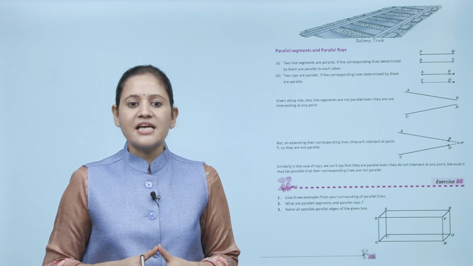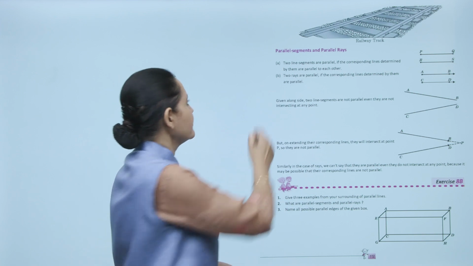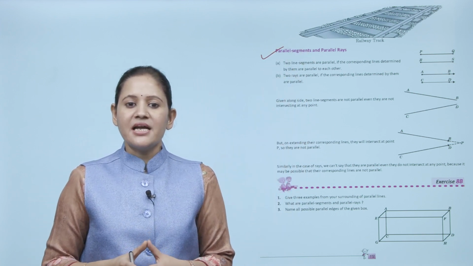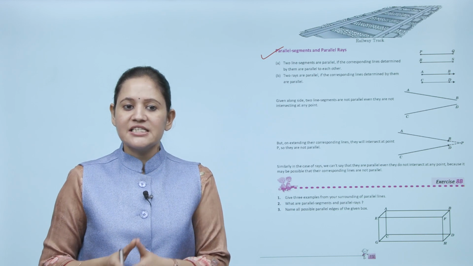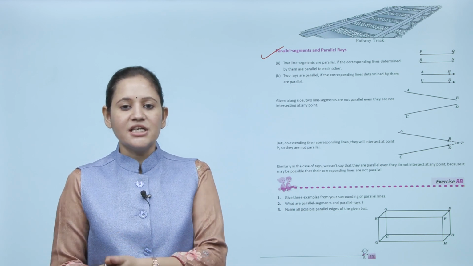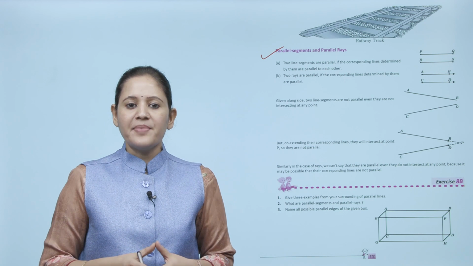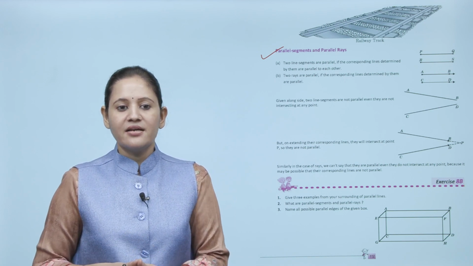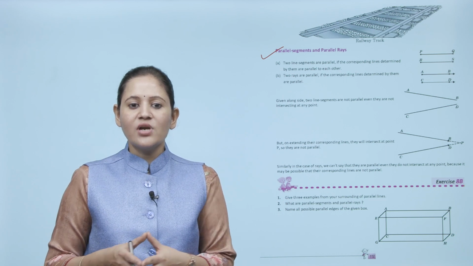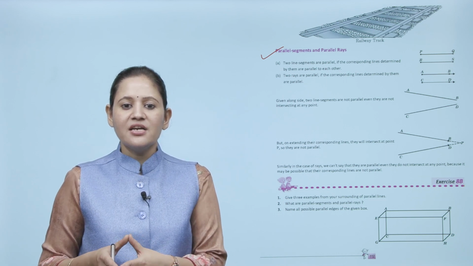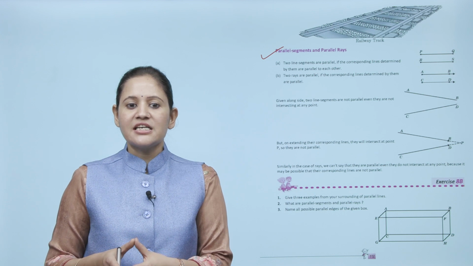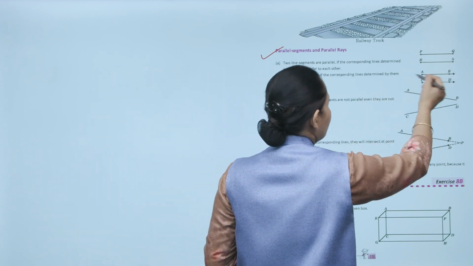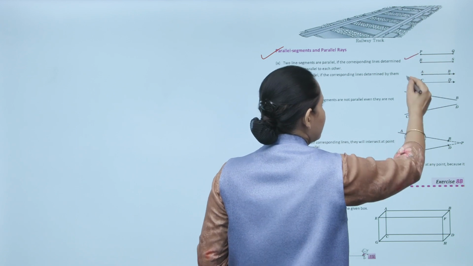Next, parallel segments and parallel rays. Two line segments are parallel if the corresponding lines determined by them are parallel to each other. Two rays are parallel if the corresponding lines determined by them are parallel. Given along the side, two line segments are not parallel even if they are not intersecting at any point. So here PQ and RS are parallel, AB and CD are parallel.